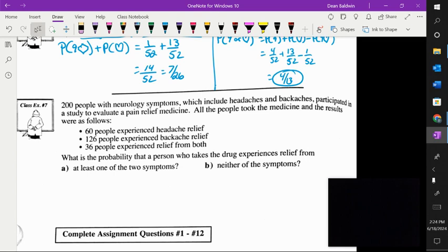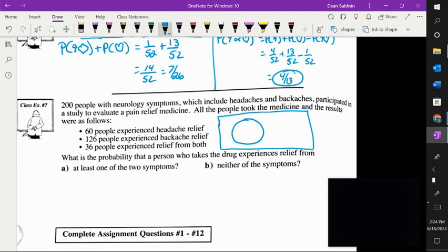Hang on. All right. 200 people with neurology symptoms, which include headaches and backaches, participated in a study to evaluate pain relief. All people took the medicine, and the results were as follows. 60 people experienced headache relief, 126 people experienced back relief, and 36 experienced both. There's a couple ways you can do this. You can do it with just formulas, or you can do it with a Venn diagram. We're going to do it both ways, but I'm going to draw the Venn diagram because sometimes that's a good way to do it.